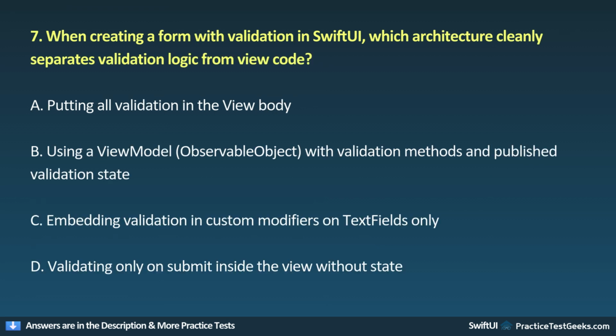7. When creating a form with validation in SwiftUI, which architecture cleanly separates validation logic from view code? A. Putting all validation in the view body. B. Using a view model, ObservableObject, with validation methods and published validation state. C. Embedding validation in custom modifiers on text fields only. D. Validating only on submit inside the view without state.